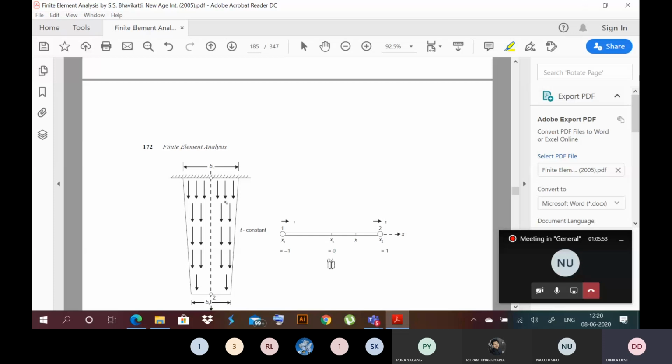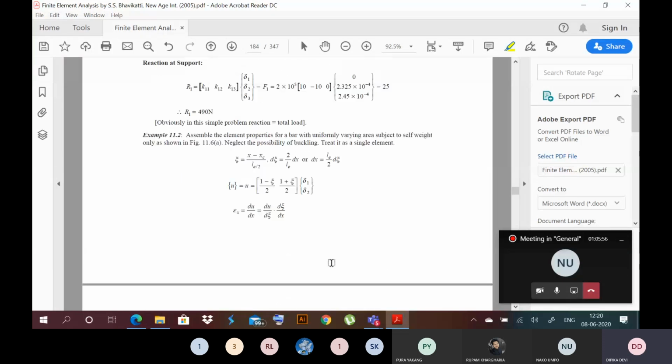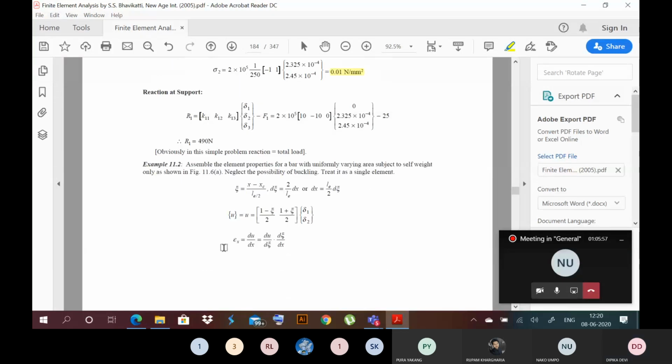In this problem, let us consider a tapering element. With this, your bar element will be over. Next, after bar you can go to beam: consistent load vector due to UDL acting on a beam. We'll discuss that. So let us solve this problem.